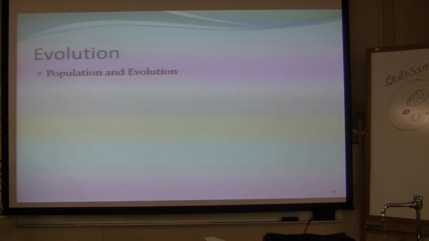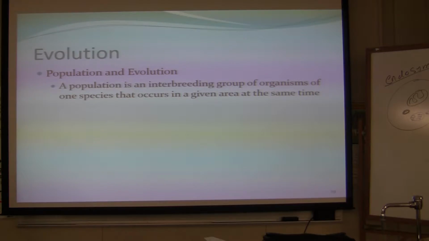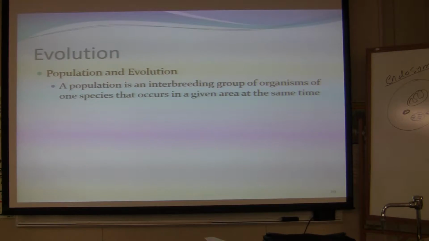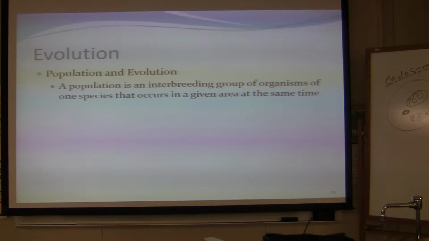Population and evolution. The definition of a population is an interbreeding group of organisms, one species that occurs in a given area at the same time. That's the best definition for population you're going to get anywhere. Definition of a population: when you have a group of the same species that can breed and have offspring, and those offspring can multiply also.